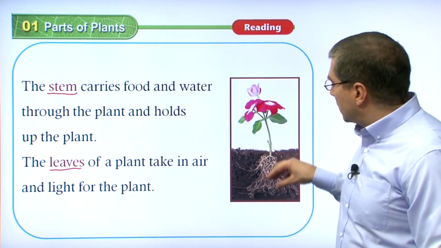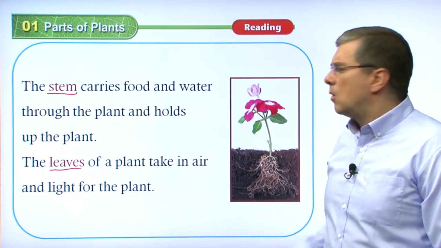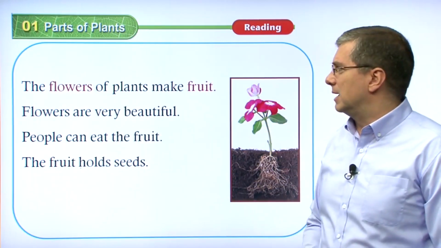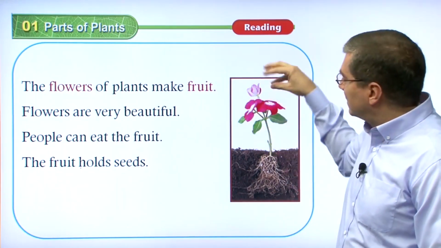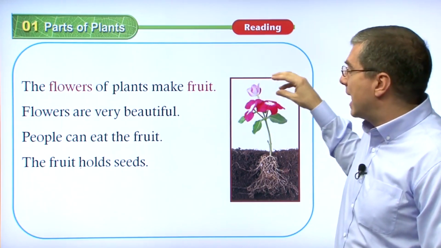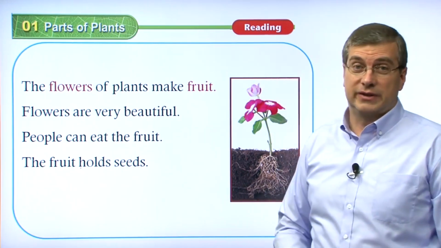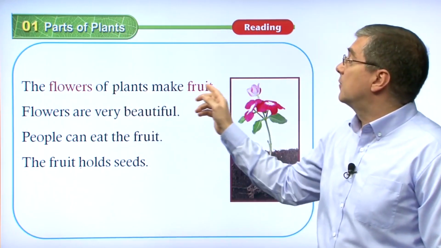So we've started out of the roots. We've talked about the stem. We're on the leaves now. What would the next part of the plant be? That's right, this beautiful part of the plant right up here. And that's at the top. That's at the very top of the plant. That's towards the end of our discussion about the parts of the plant. The flowers of the plants make fruit.